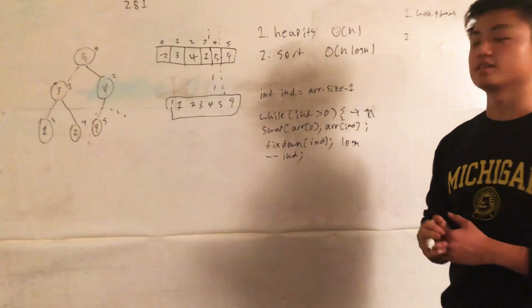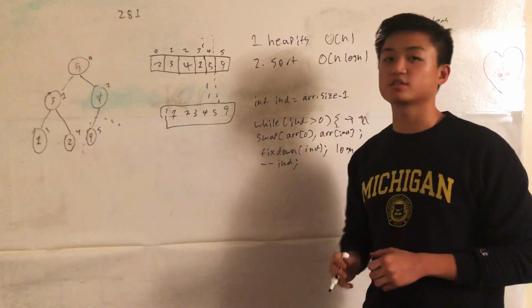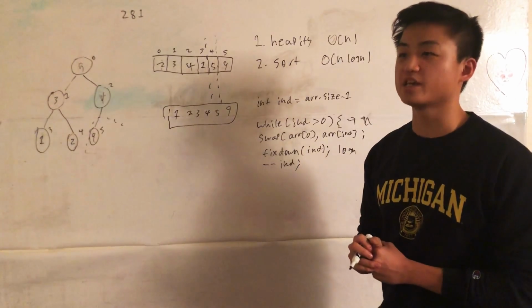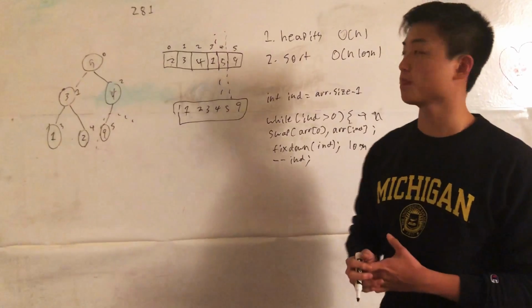So the advantage of heap sort is that we're always sorting in place. So there will never be any extra memory used, unlike other sorting algorithms like merge sort.